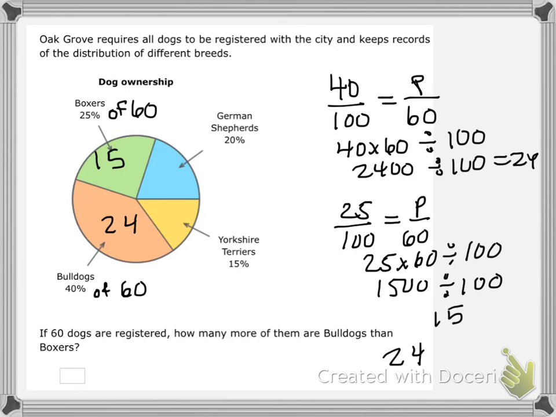So the last step is to subtract the number of bulldogs and the number of boxers. And we end up with 9. So 9 more are bulldogs compared to boxers. And that's it for our circle graph.